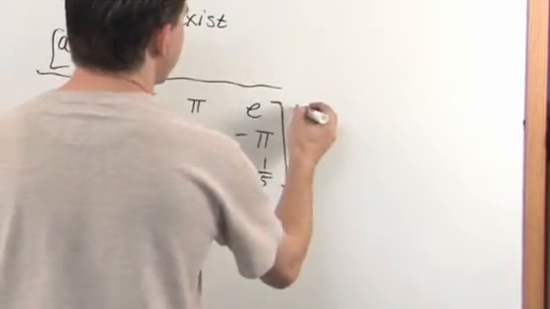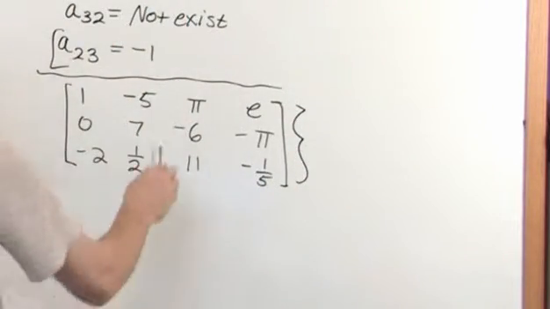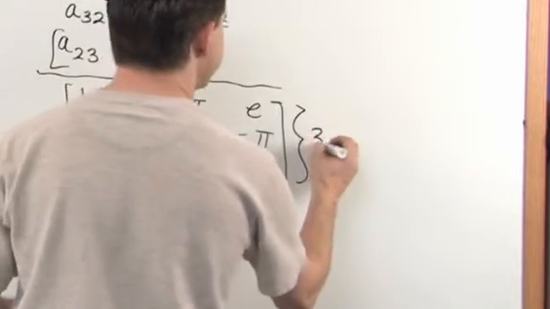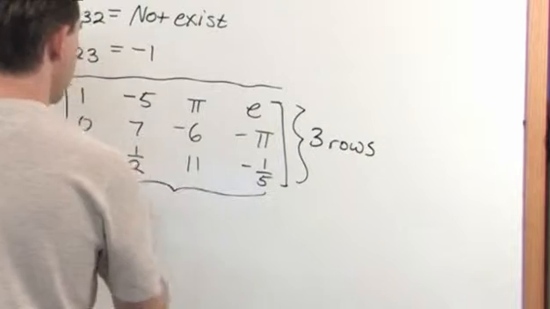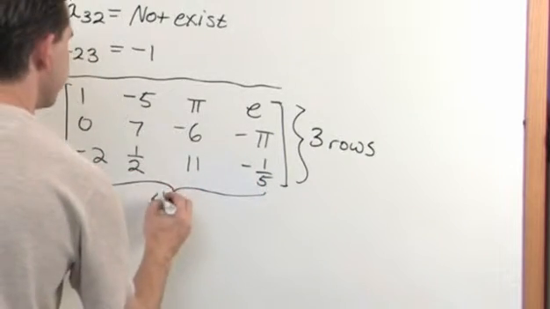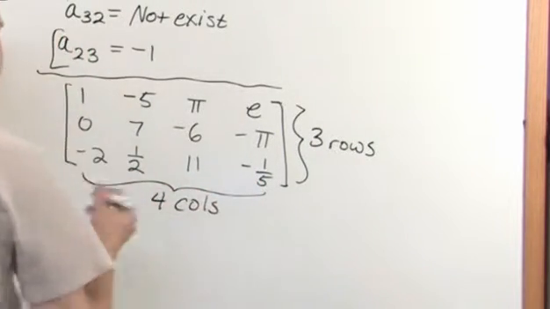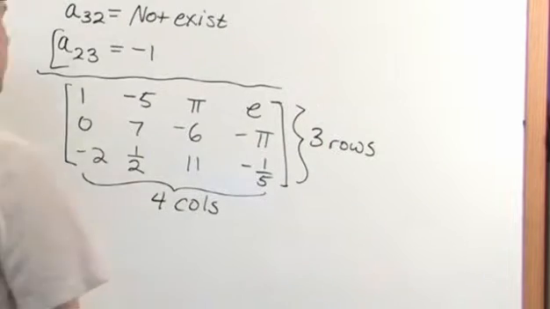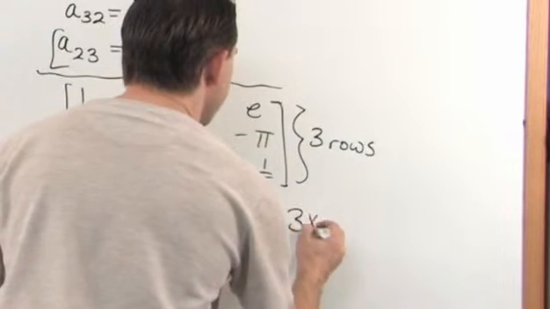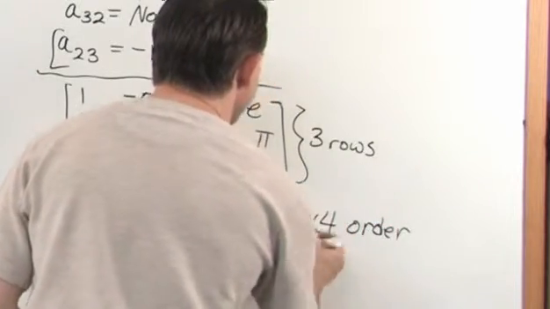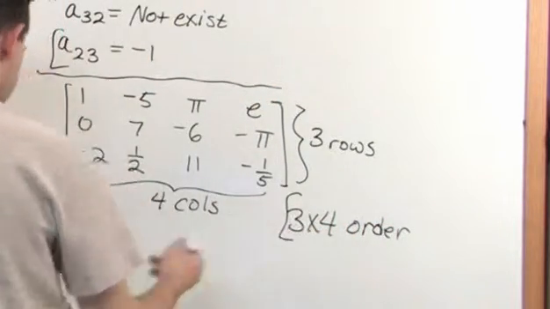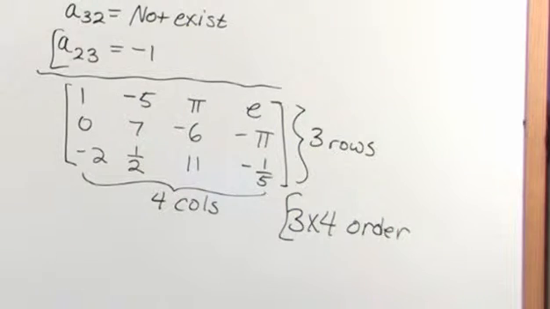So how many rows do we have? We have 3 rows. 1, 2, 3 rows. Okay, how many columns do we have? 1, 2, 3, 4 columns. Because we're trying to find the order of this matrix, we will say that we have a 3 by 4 order, because the rows always come first and the columns always come after that. 3 by 4, okay?